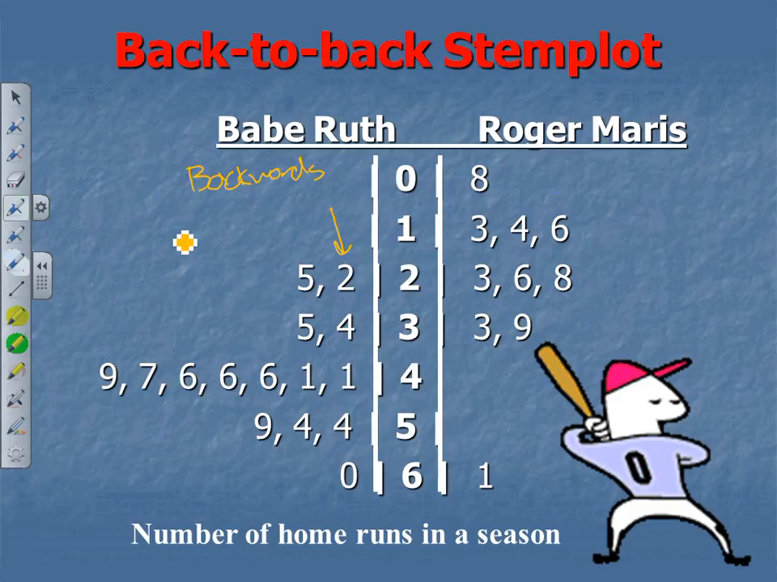We can look at who is the better home run hitter, Babe Ruth or Roger Maris. Roger Maris is known for setting the single season home run record before steroids became big in baseball, of a value of 61. Well, if you looked at Roger Maris versus Babe Ruth, who would you consider the better home run hitter?